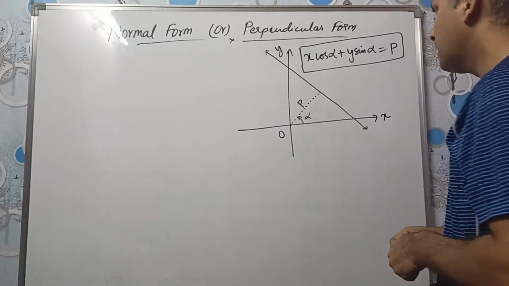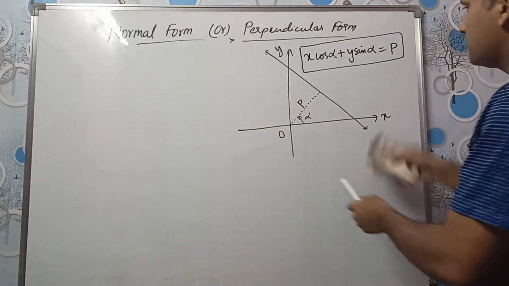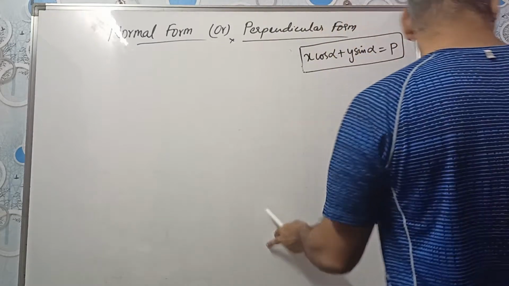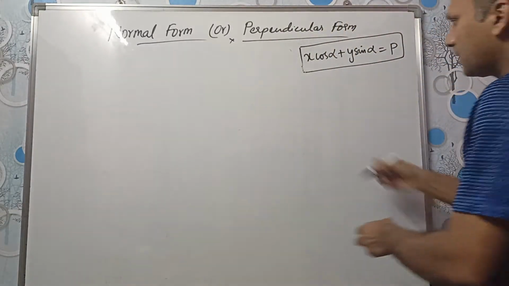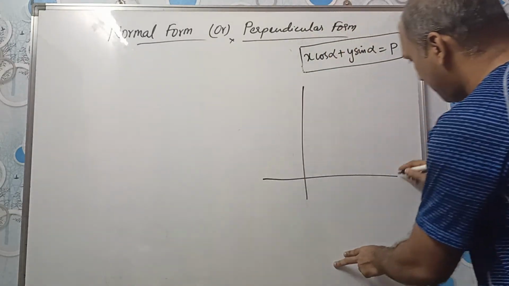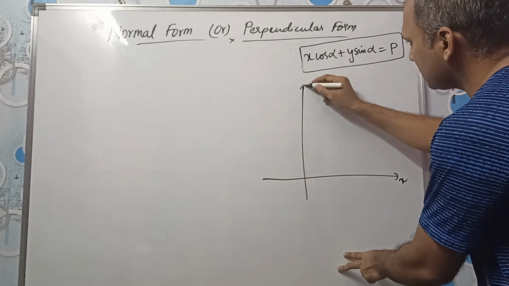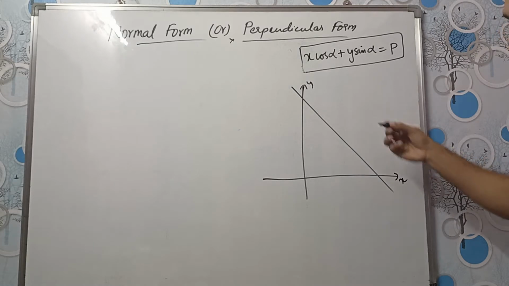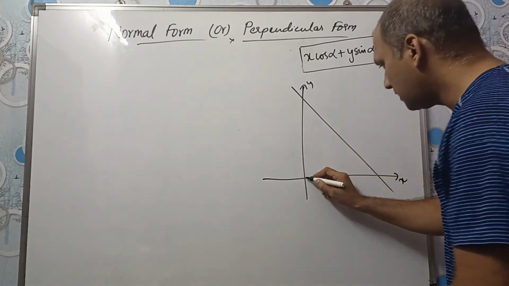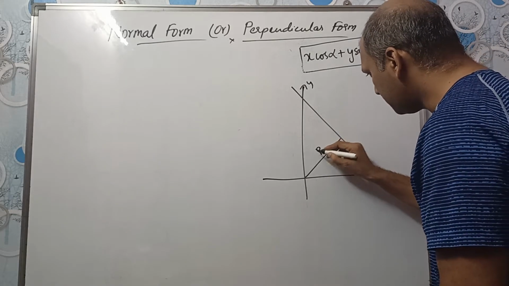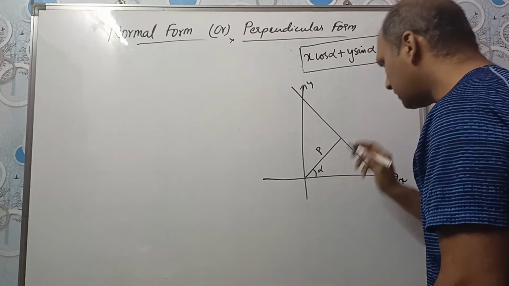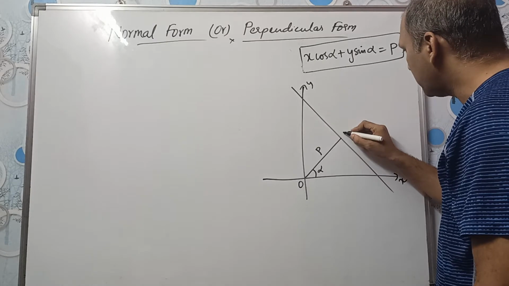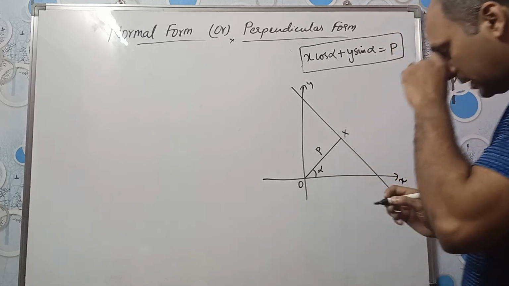Alright, so let me just draw the bigger diagram. So this is x-axis, this is y-axis. This is the line we need to find the equation of, and P is the perpendicular distance, and this is alpha, and this is origin. Let us say this is point X.